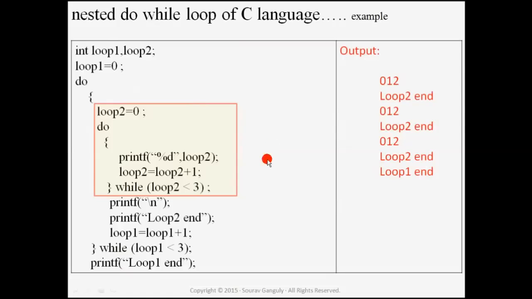Now check the example again, with loop1, loop2, and loop1 equal to 0, do section. This section will execute, and after this condition becomes false, this whole section will execute. After that, this condition is checked. If it is true, the cursor goes back here, and if it is false, the cursor comes here and prints loop 1 end.